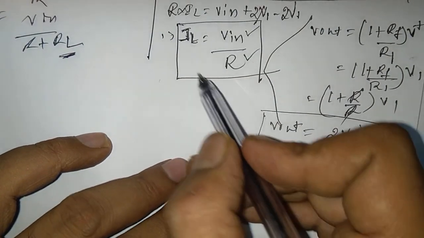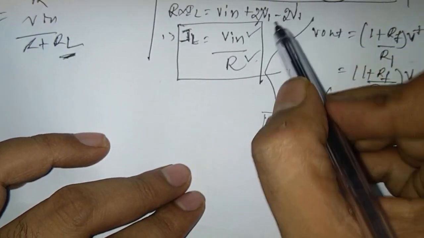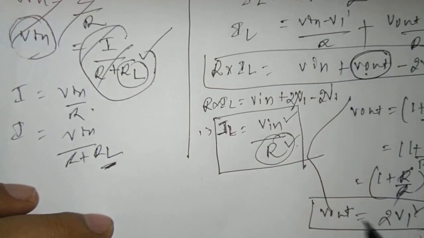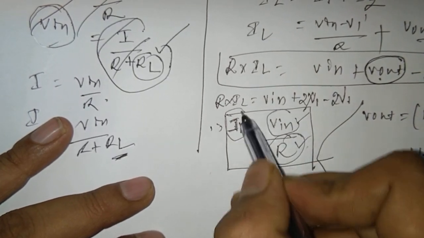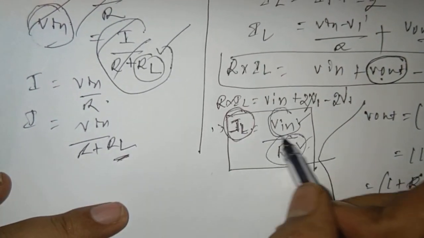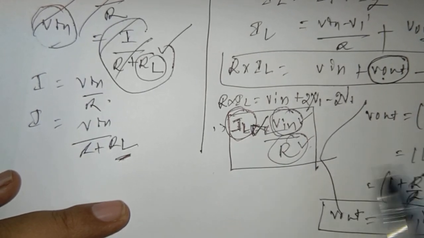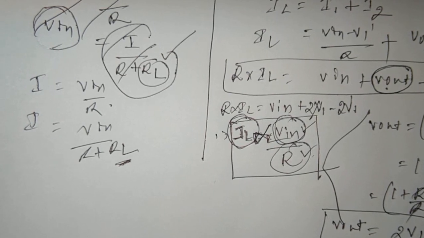Here if you observe the equation, load current is equal to V input divided by R. That means if you set R, you can get full current at the load from the input voltage. That is, it is directly proportional if you take R as a constant. So fine, I hope you have understood this.